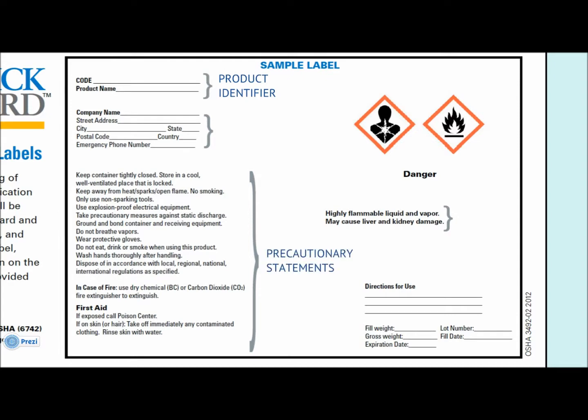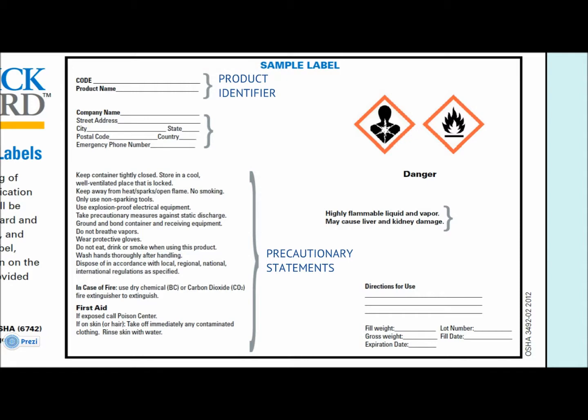A precautionary statements section. This section will include statements and recommendations to minimize or prevent adverse effects resulting from chemical exposure. For example, we already know that this product is highly flammable. A precautionary statement could be, keep away from heat, sparks, and/or open flame. No smoking. These statements are extremely relevant to your safety while using the product.